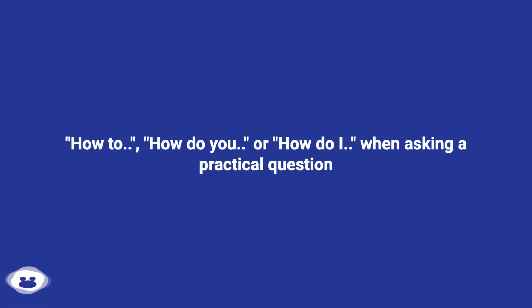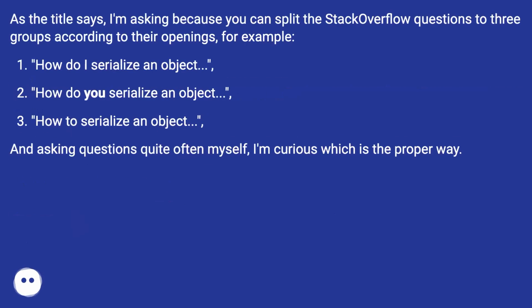How to, how do you, or how do I, when asking a practical question. As the title says, I'm asking because you can split the Stack Overflow questions into 3 groups according to their openings. For example, how do I serialize an object? How do you serialize an object? How to serialize an object? In asking questions quite often myself, I'm curious which is the proper way.